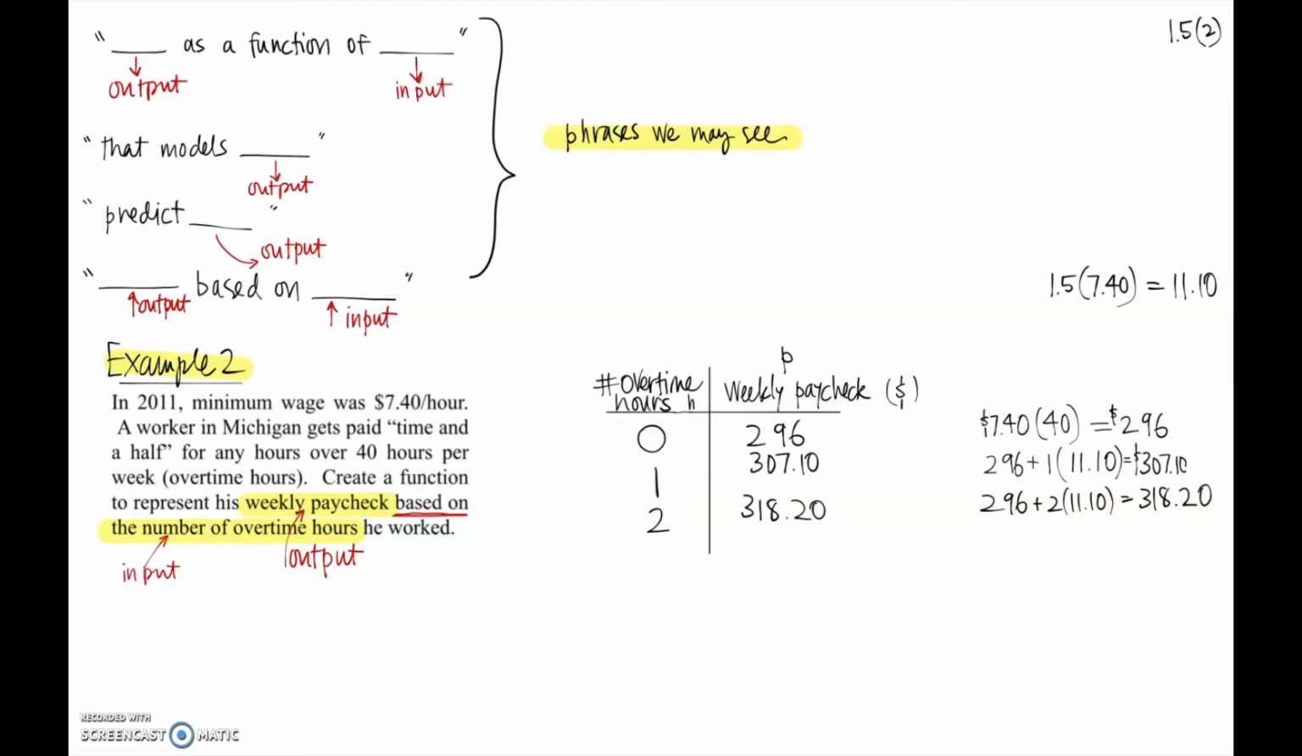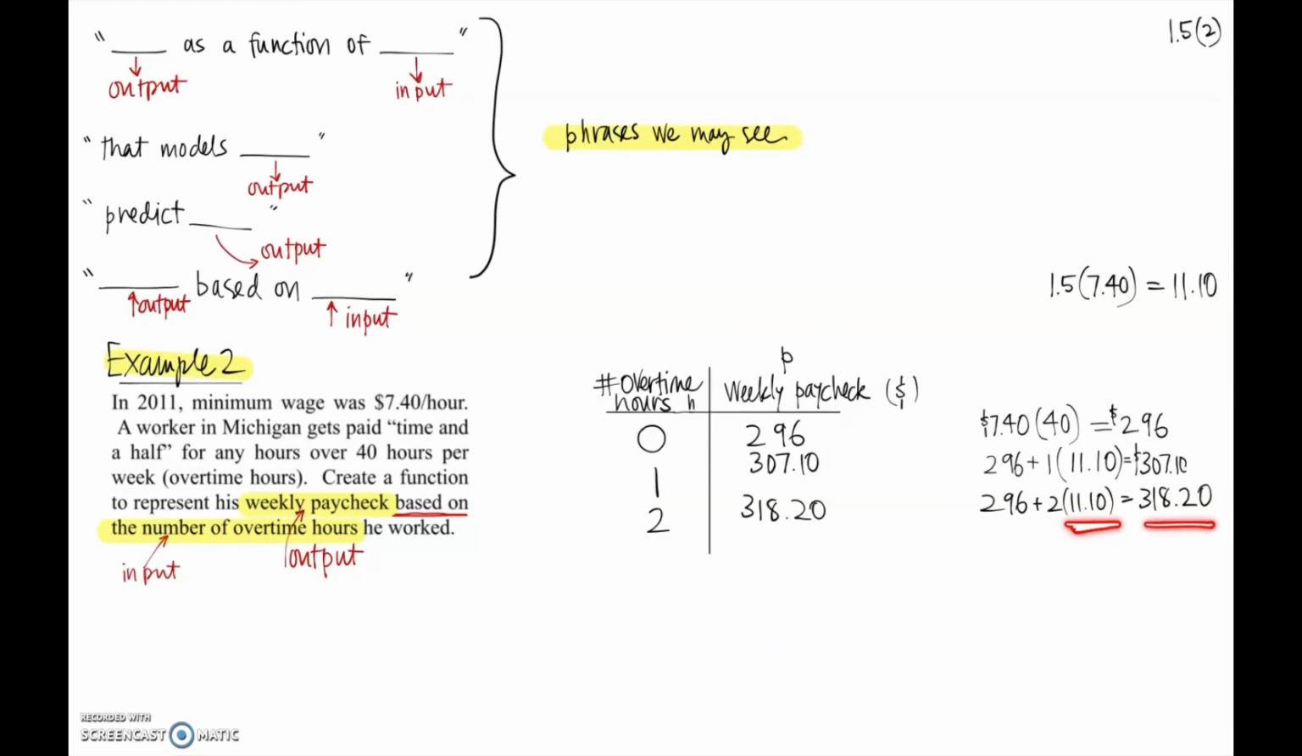And so at this point, I can start to think, well, what if he works H hours of overtime? What would his weekly paycheck be? And I can see that you just take the base salary, the $296, plus however many overtime hours times 11.10, and that will always give you your weekly paycheck.